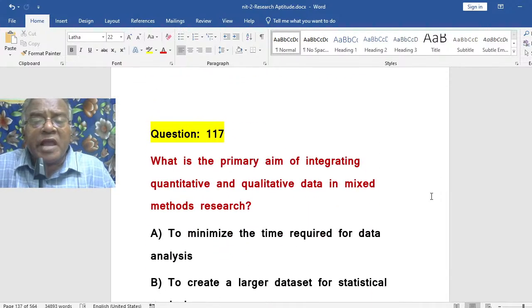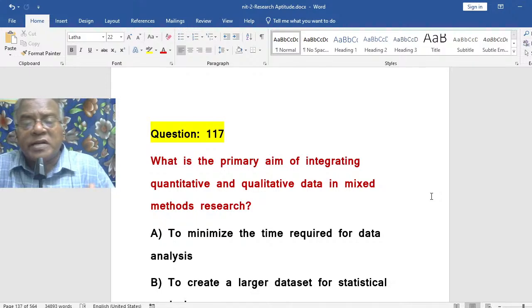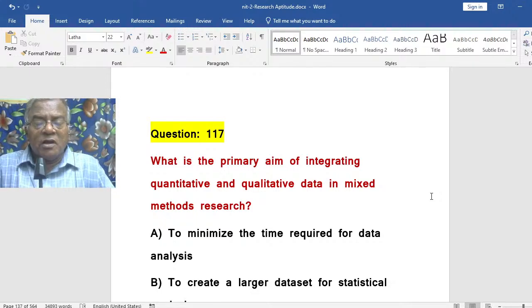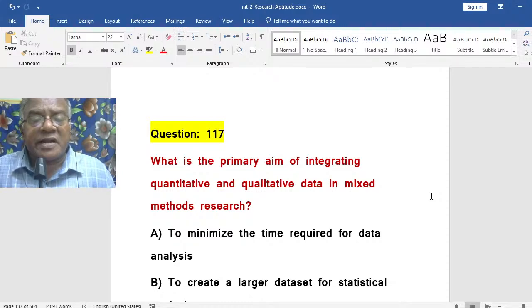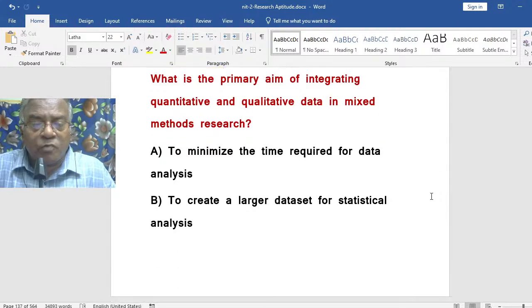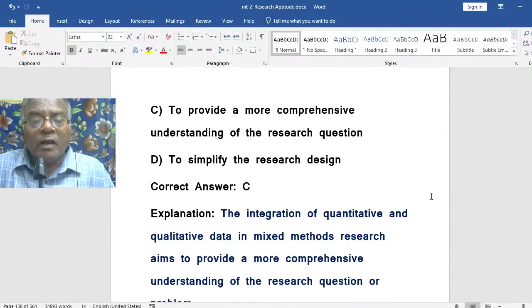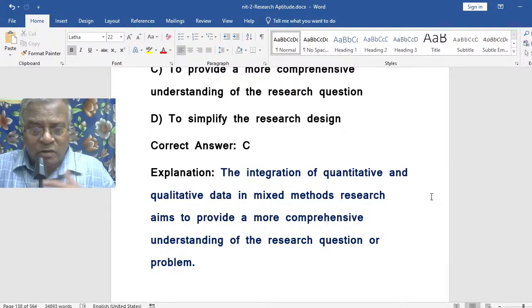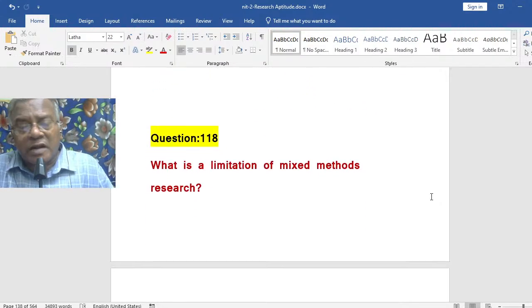What is the primary aim of integrating quantitative and qualitative data in mixed methods research? Out of these four alternatives, which is the correct one? That is to provide a more comprehensive understanding of the research question. The integration of quantitative and qualitative data in mixed methods research aims to provide a more comprehensive understanding of the research question or problem. So question number 118.